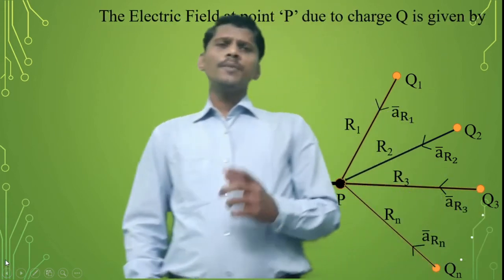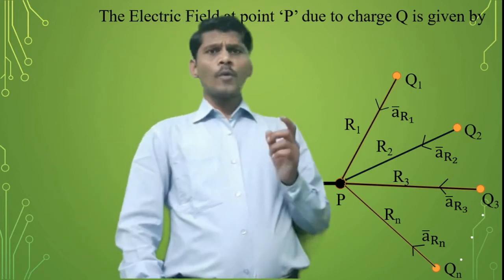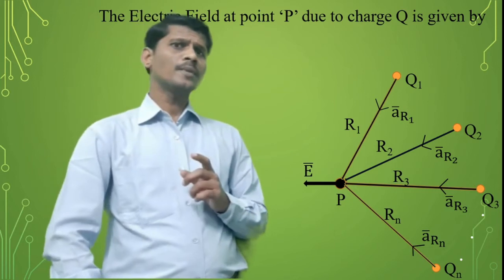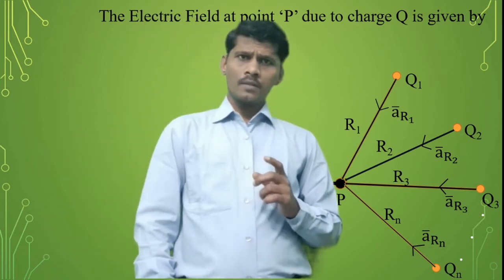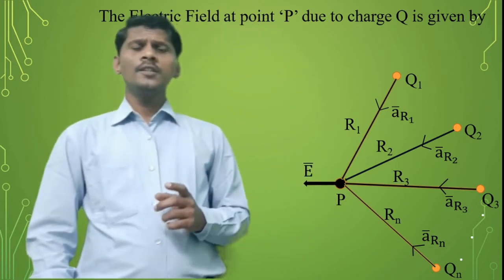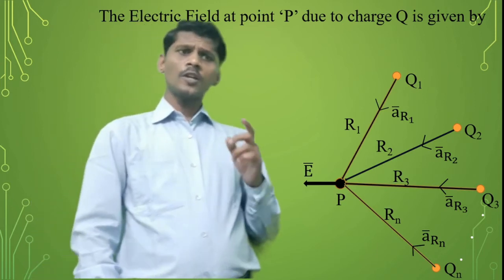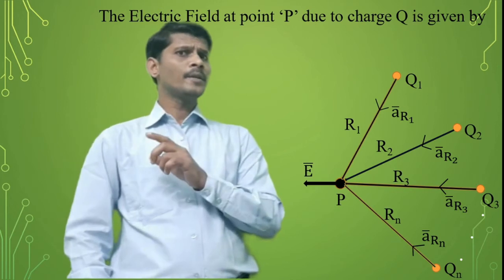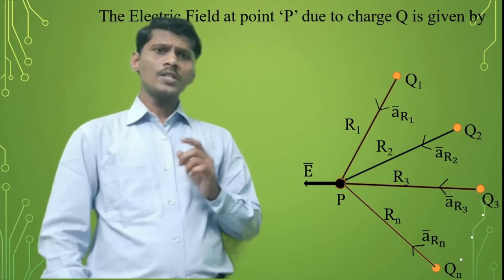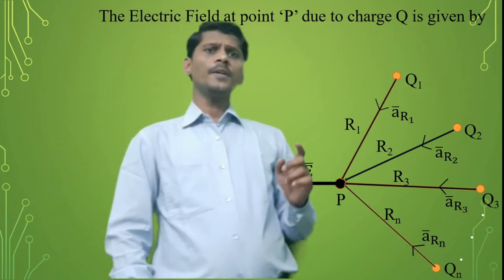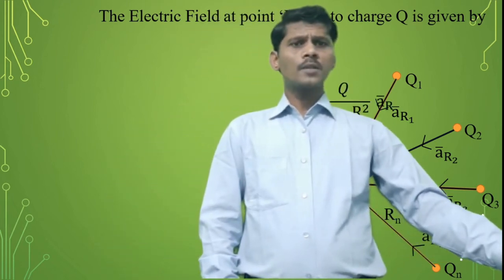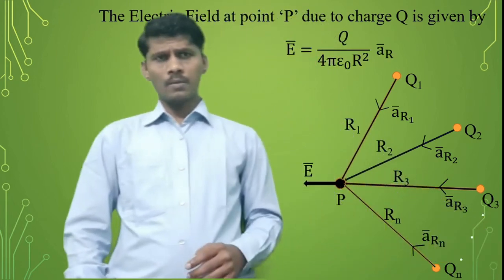The electric field intensity due to the point charge Q was already calculated in the previous class. What is the electric field intensity? It was explained in the previous topic. So the electric field intensity at point P due to the charge Q is E bar is equal to Q by 4 pi epsilon naught R square into AR bar.